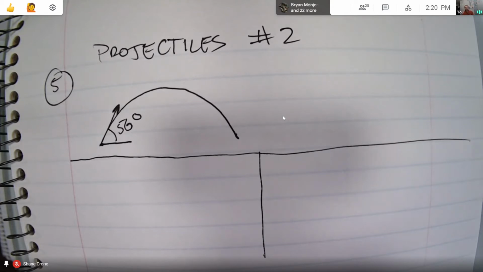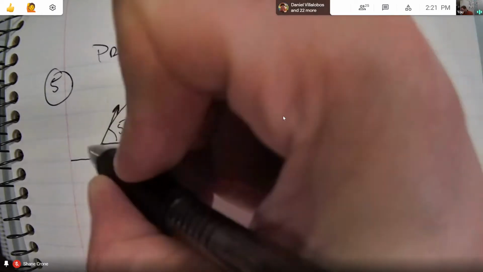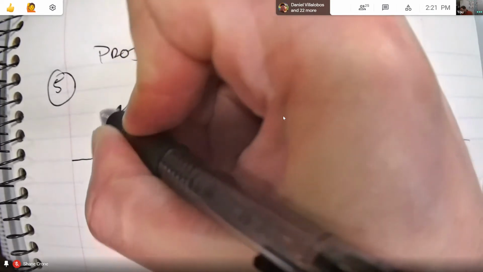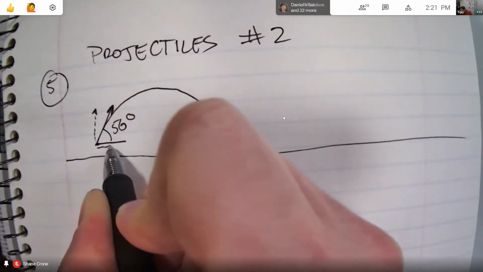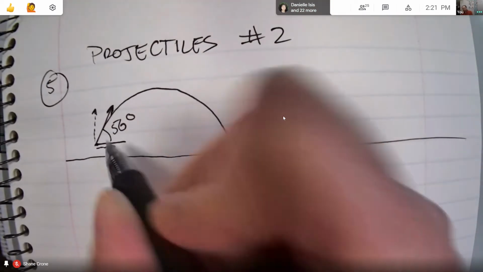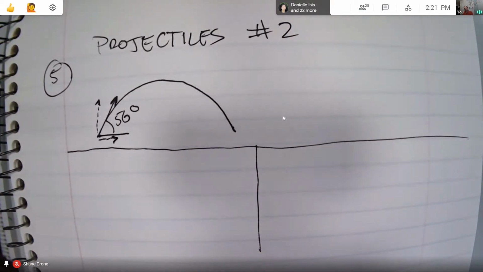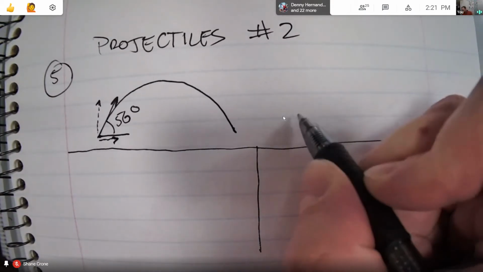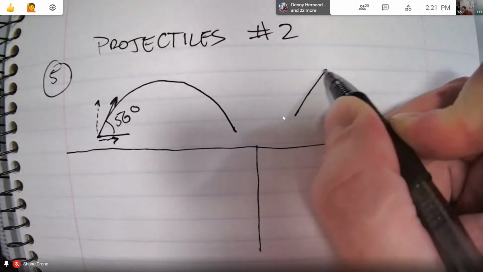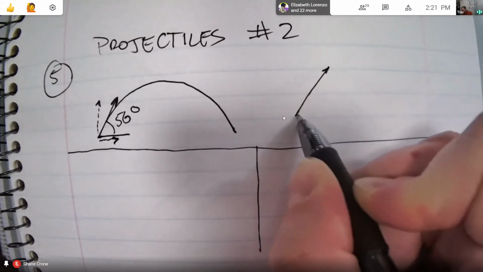Okay, so in this problem where we're launching the thing at a 56-degree angle, the first thing that I would need to do to solve anything, I literally cannot solve anything until I find out the components of this velocity. So that means there are the two components. I'm going to draw the velocity vector over here, and I'm going to draw my two components.